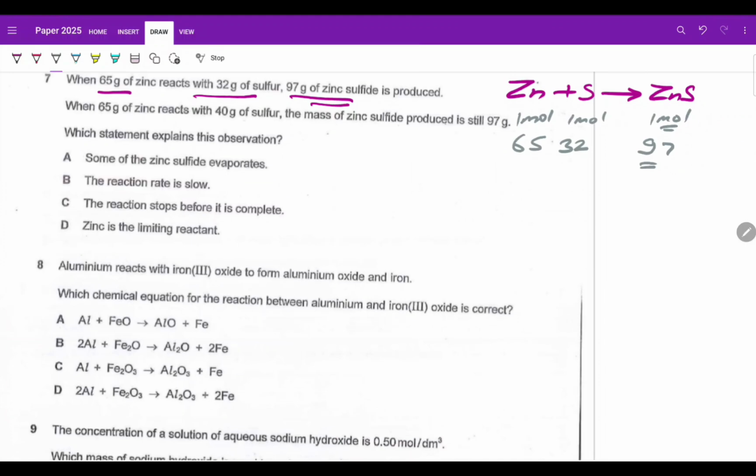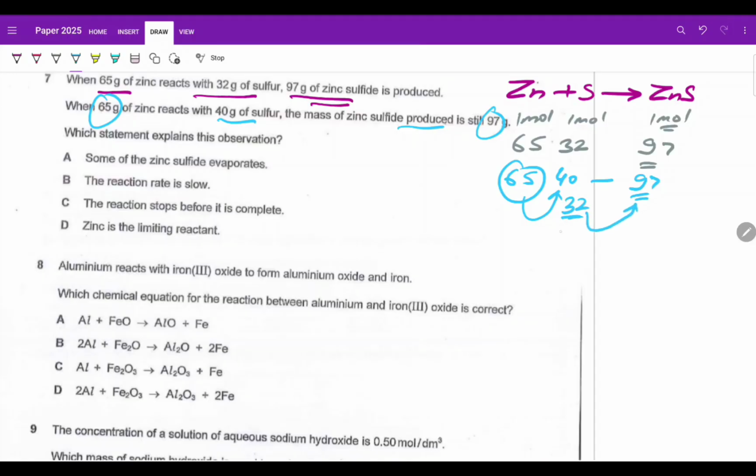According to this equation, 1 mole reacts with 1 mole. Now what is he giving? He is giving 65 grams of zinc. Second condition is 65 grams of zinc reacts with 40 grams of sulfur, and the mass produced still is 97 grams. Yes, it will be only 97. Why? Because 65 grams requires only 32. It doesn't matter how much sulfur is present extra, it will react only with 32 grams because 1 mole reacts with 1 mole. Hence, it will produce only 97 grams as per the molar relationships.